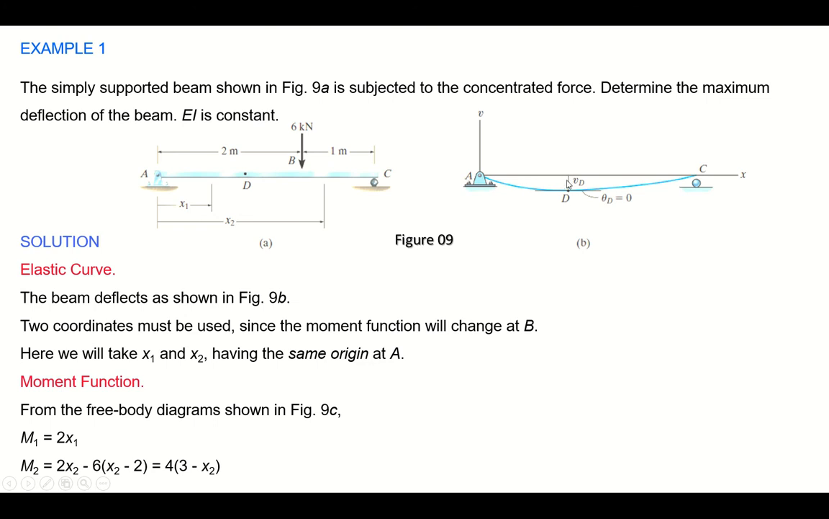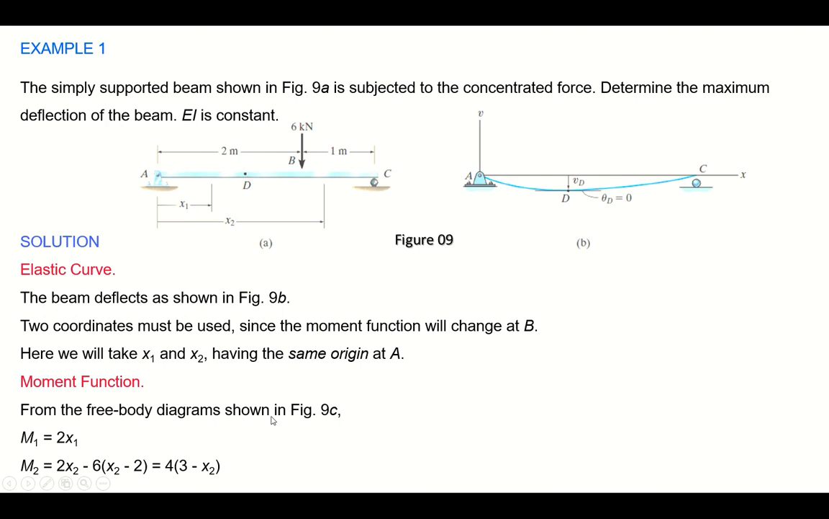The deflection is mu at D, and we assume that the maximum deflection is happening at this point D. We don't know the location of this point. It can be here, it can be here, whatever the location is, but we are assuming that D is the point where the maximum deflection is happening, and at the maximum deflection the curve is horizontal and its slope is 0. So two coordinates must be used since the moment function will change at B. From here the moment function will change. So x1 will be from 0 to 2 as I explained earlier, and x2 is 2 to 3.